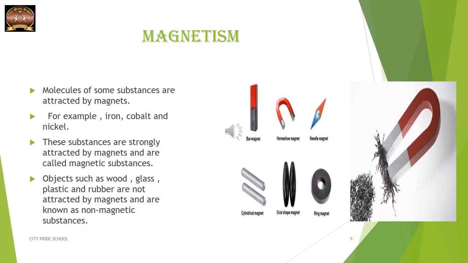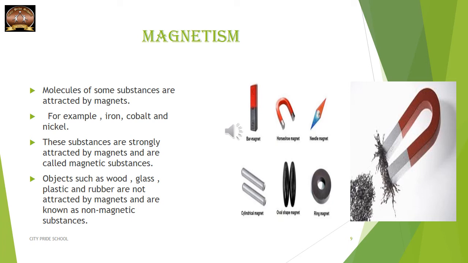Now let's study the third property, that is magnetism. Molecules of some substances are attracted by magnets. Examples are iron, cobalt and nickel. These substances are strongly attracted by magnets and they are called magnetic substances.